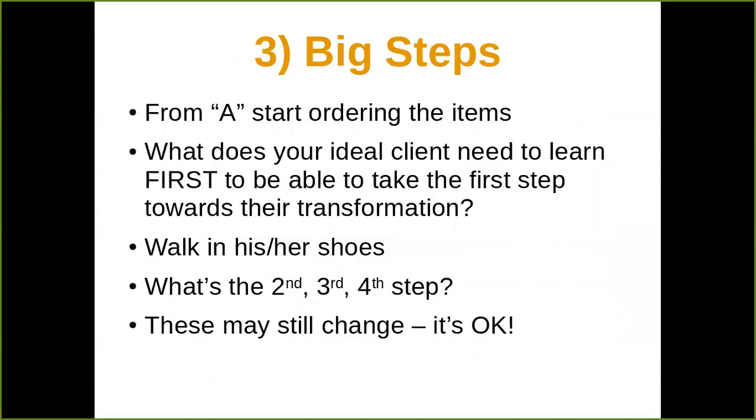Okay, so just a little documentation activity before you move on to the next step, which is the third part of this process of laying your foundations for your signature program. Now that you've got your A and now that you've got your Z all figured out, we need to map out what are the big steps that need to happen to get people from where they are now through to that transformation. And the way that I love to start doing this is just look at your A diagram, look at all of your petals, and just start ordering them. You say, okay, I've got to number these, 1 through 10, or 1 through however many you've got. Which one's first? A good question to ask yourself is, what does your ideal client need to learn first to be able to take the first step towards their transformation?